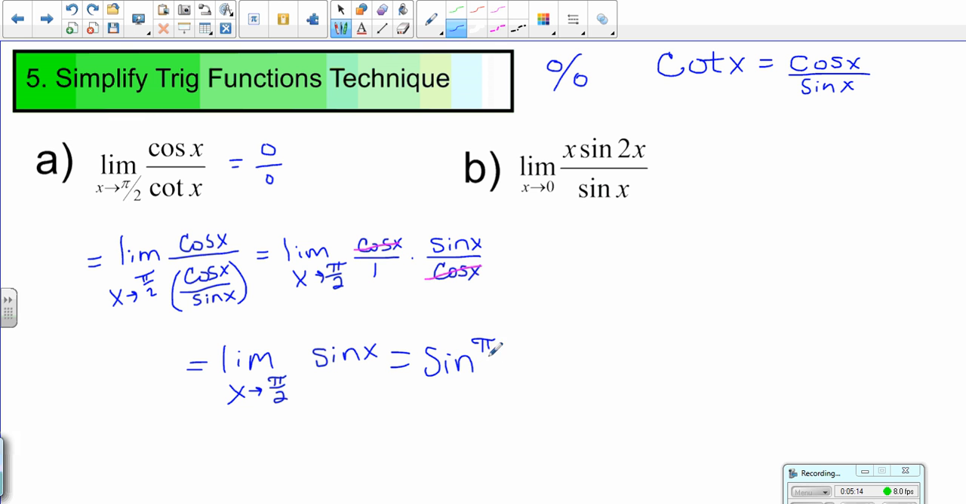Now just think back to your lovely unit circle. The value of sine of pi over 2 sits up at the top of our unit circle that has a value of 1, and that is the answer to the problem.